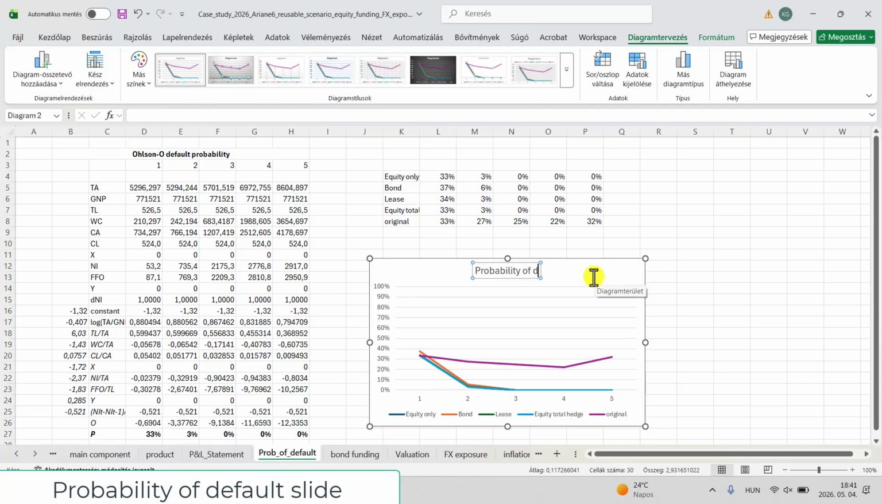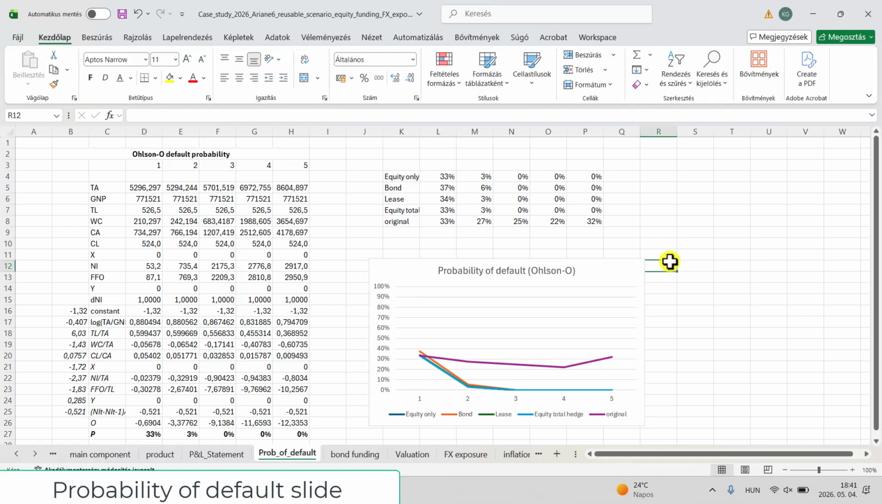Probability of default by Ohlson score. So the Ohlson score was developed in the 80s, so it's better than Altman Z, because Altman Z was developed in the 60s, and also it was not providing us exact probabilities for default. It just says that, okay, if we are at a certain range of numbers, then maybe the company will not default within 2 years.